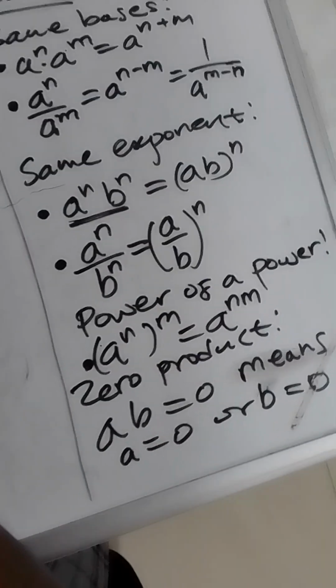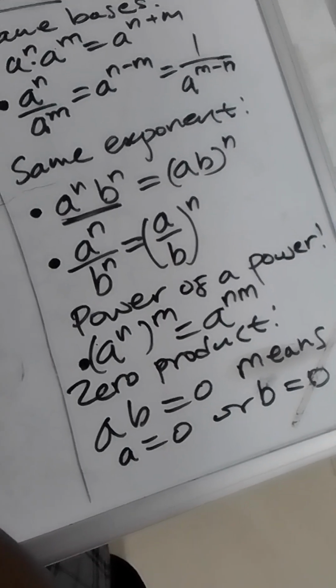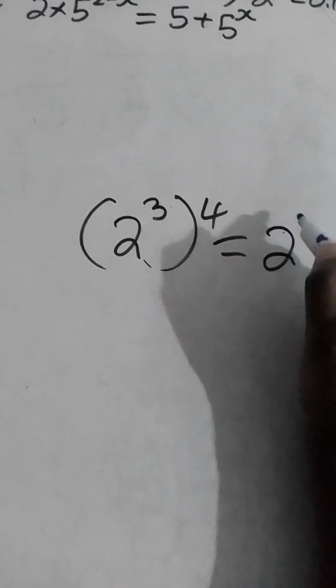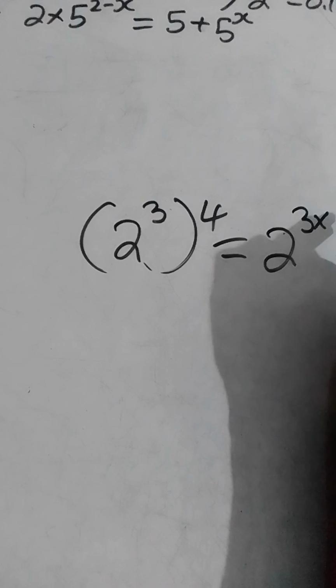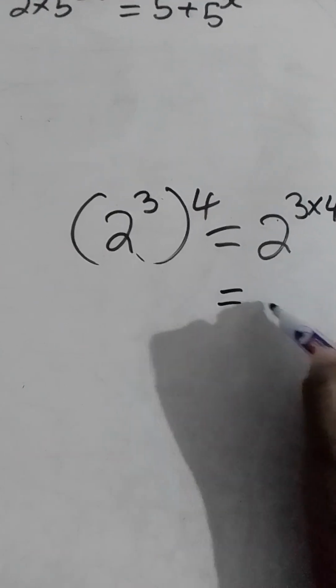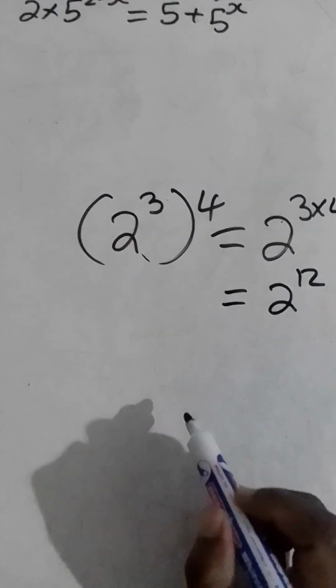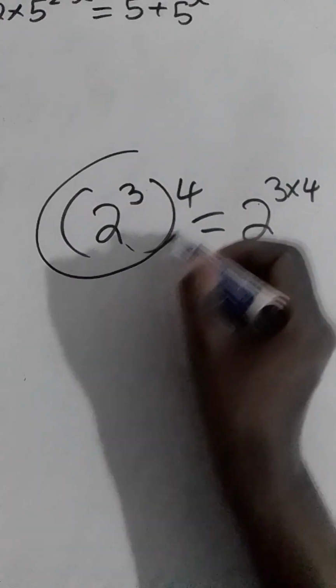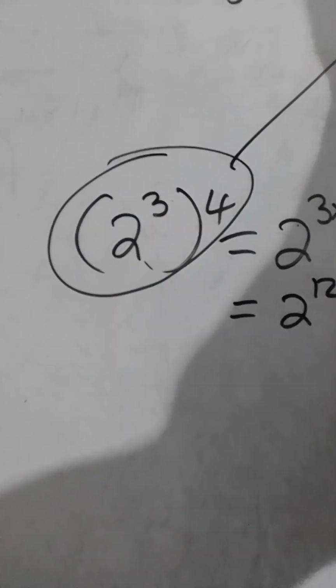And then the last one says that if you have a power and you take another power of it, then to simplify this, you can actually say you have 2 to the exponent 3, for example, and you take it to the exponent 4. Then all you need to do to simplify this is just take the exponents and multiply them together. This gives you 2 to the exponent 12.